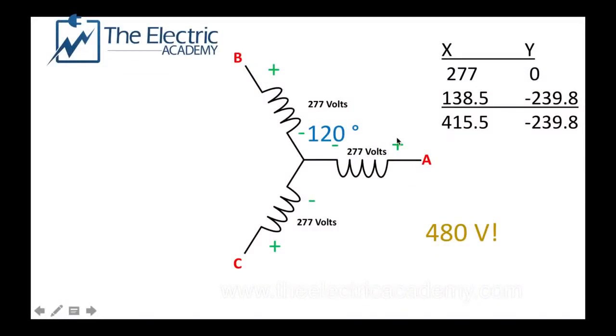Now, instead of doing all this vector math, people who are much smarter than even myself have discovered that you can just use root 3. So I could take this 277 and multiply it by root 3, and I get 480 volts. I can take 120 and multiply it by root 3, and I get 208 volts. 347 times root 3 gets me 600 volts. So hopefully you're picking up what I'm putting down on that.